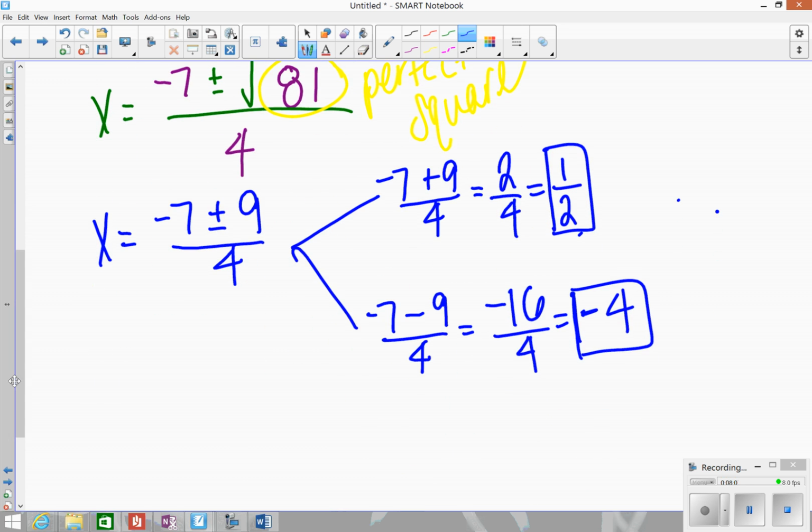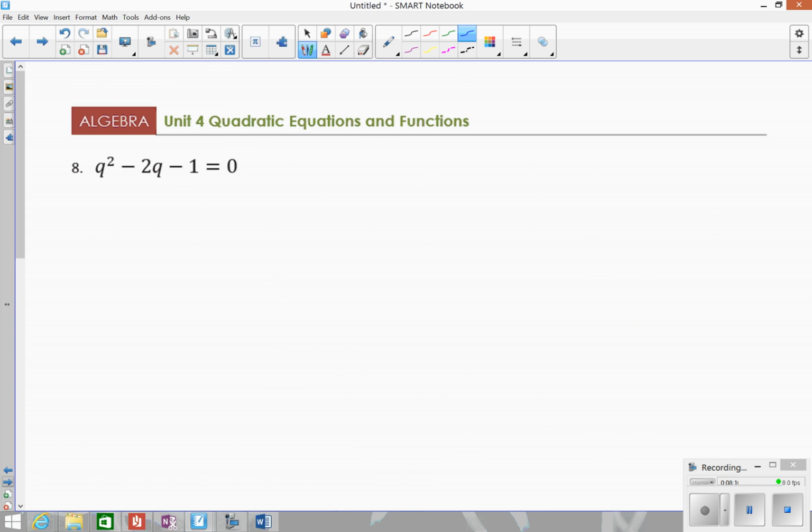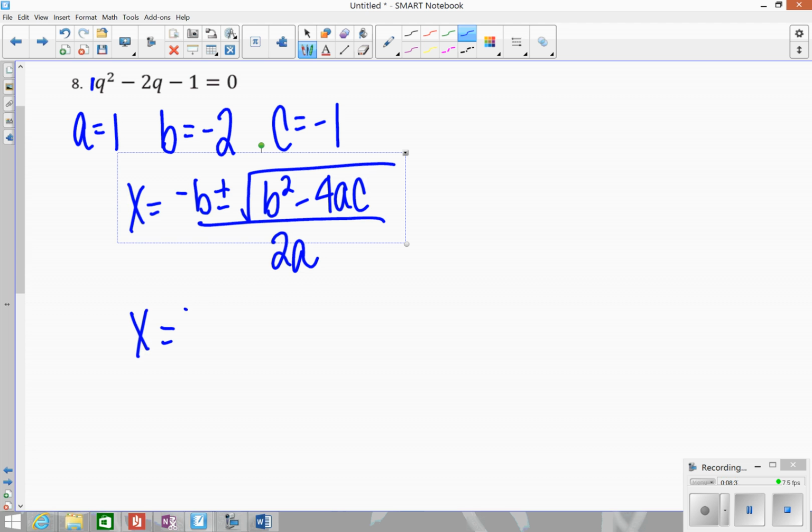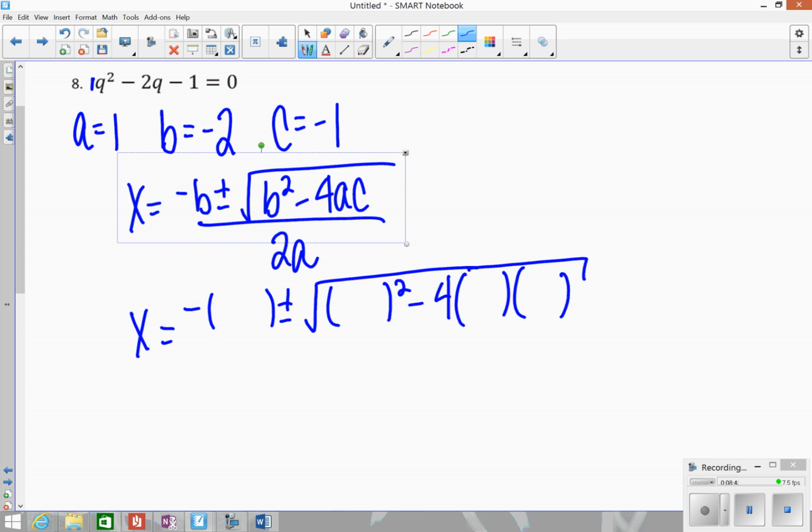So the next problem we're going to look at, number 8. It's already set equal to 0, already in standard form. So identify A. It's going to be the number in front, so it's 1. B, -2. Don't forget the negative. C, -1. Again, we'll write out the formula. And now we're going to replace the formula with our parentheses. And now let's fill the parentheses with our letters here.